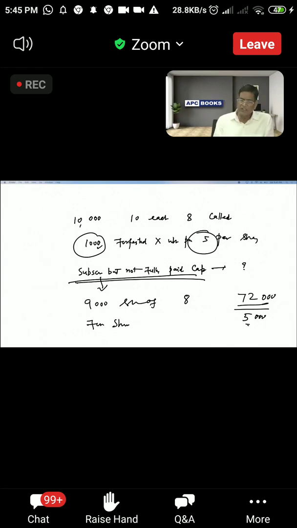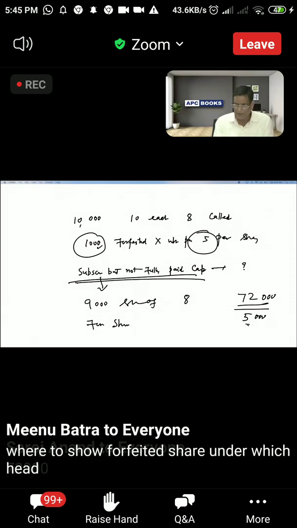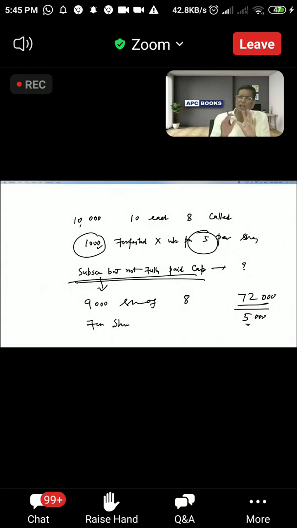So forfeited shares will be shown in the balance sheet below subscribed capital, but they will not be added to subscribed capital. In the books, they have been added, but that is a modification. It's a change you must do. The change is forfeited shares will not be added either to the subscribed and fully paid capital or to the subscribed but not fully paid capital. They will be shown separately.